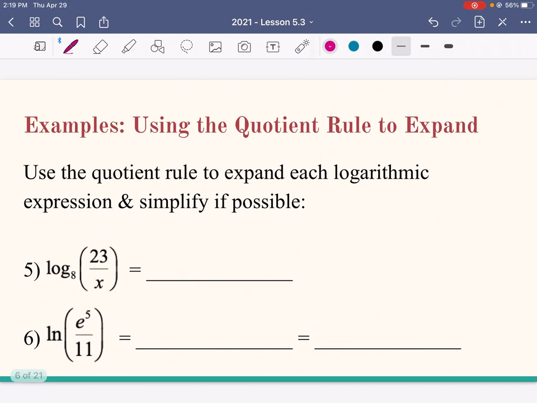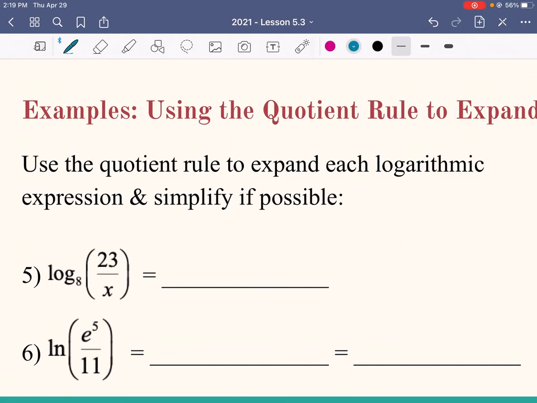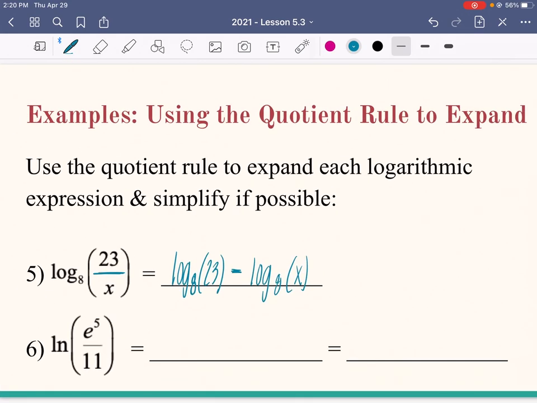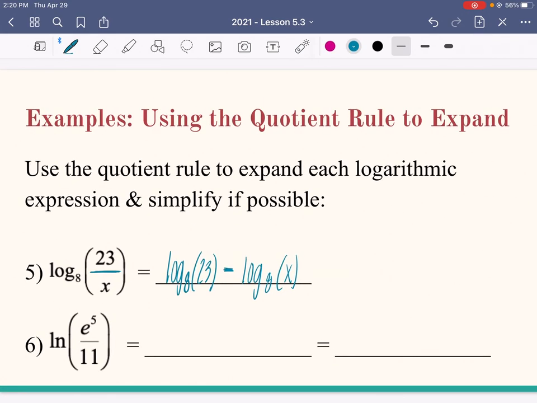All right, now let's use the quotient rule. So using the quotient rule to expand. Now we've got our quotient here, we've got log base 8, and remember when I expand, I take this division symbol and I make it a subtraction symbol between the two expressions. So log base 8 of 23 minus log base 8 of x. 8 to the power of nothing as a whole number is going to give you 23, so that would give me some weird decimal. So I'm just going to leave it in this format, and then 8 to the power of something is x. We don't know what that unknown is, so same thing here.